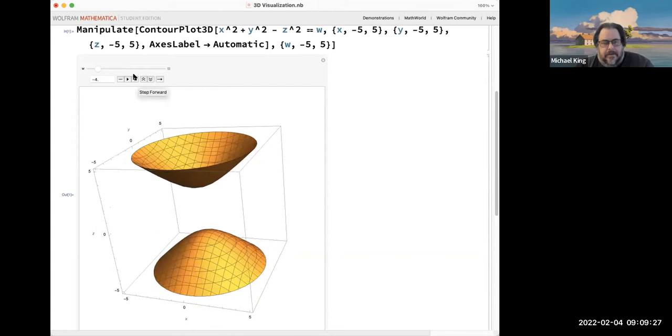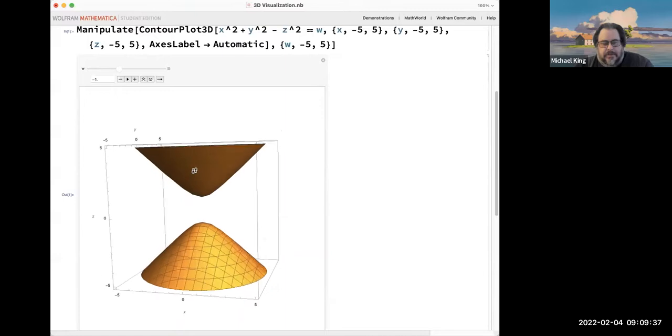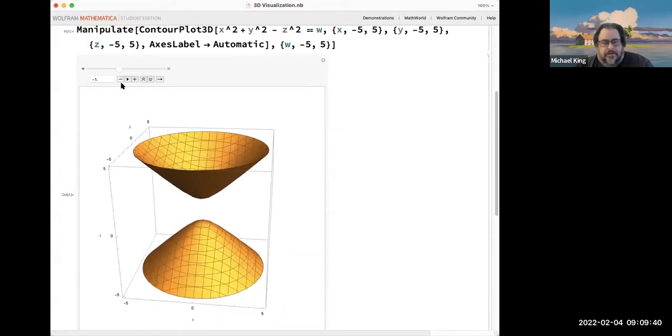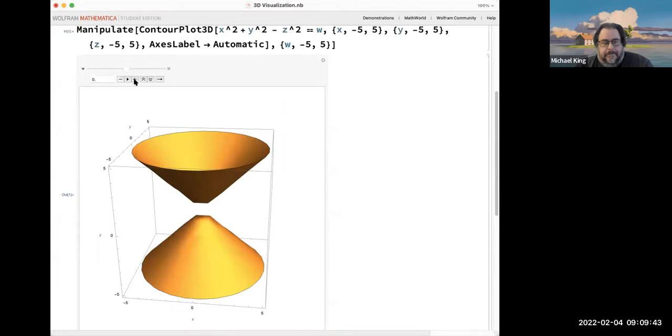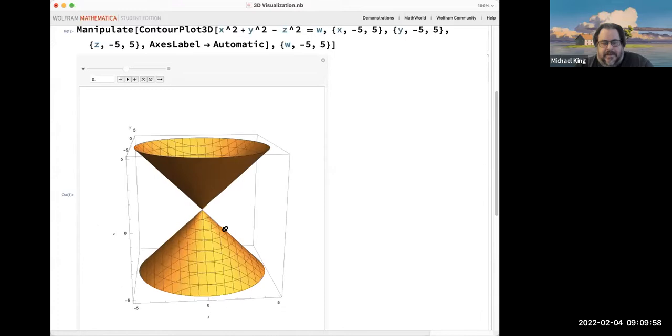I think we saw this movie in class Wednesday. -3, -2. So the two sheets are getting closer and closer. And at 0, we actually get x squared plus y squared minus z squared equals 0, right? Which is the same thing as x squared plus y squared equals z squared, which we've now seen is this double cone shape. That's kind of cool. The two different sheets come together in this point right here.